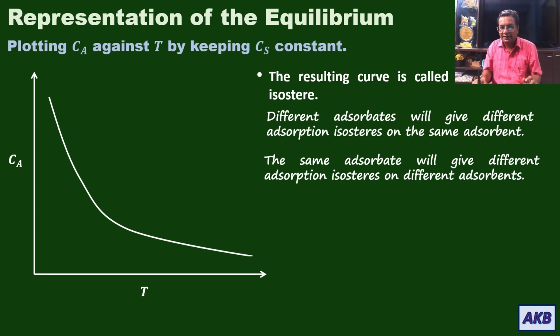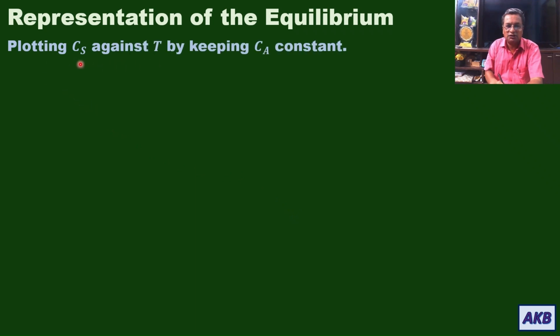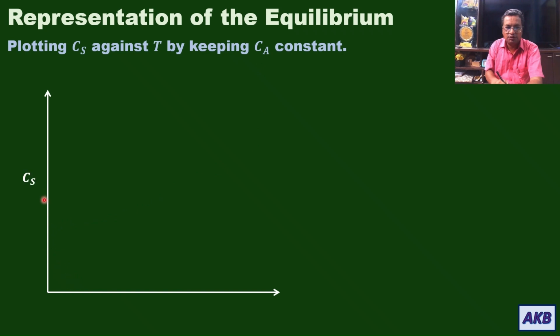Now let us understand the third way. What is that? Plotting Cs against T, that is concentration of the adsorbate on the surface of adsorbent, plotted against T by keeping the concentration of adsorbate in the fluid phase constant. In this case, you are going to plot Cs on the y-axis and temperature on the x-axis. You'll be getting a curve like this.